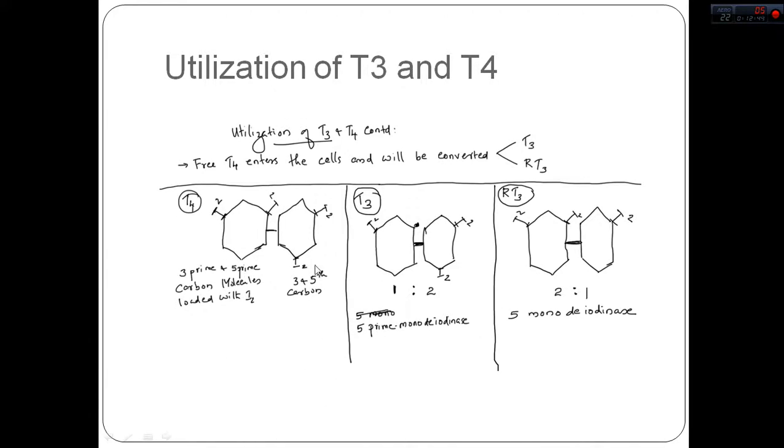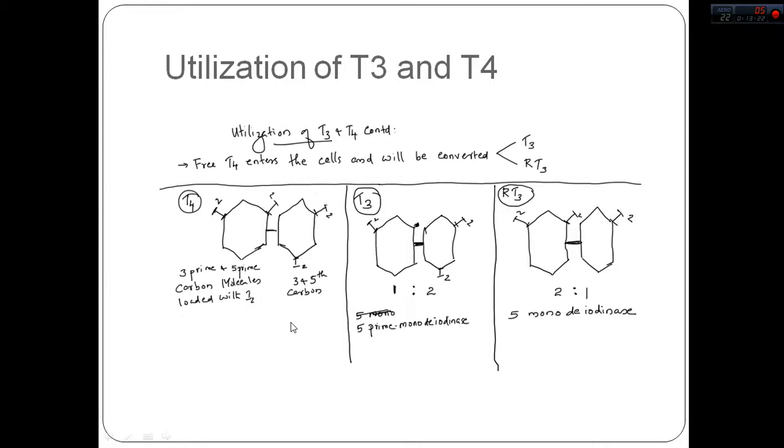Now this first diagram, this is a T4. This is one DIT and this is another DIT. Now look at this DIT. This has two iodine molecules. It is important to understand that this iodine is loaded onto the 3rd prime carbon molecule and 5th prime carbon molecule. And in the second DIT, iodine molecules are loaded into the 3rd carbon and 5th carbon molecule, not prime.